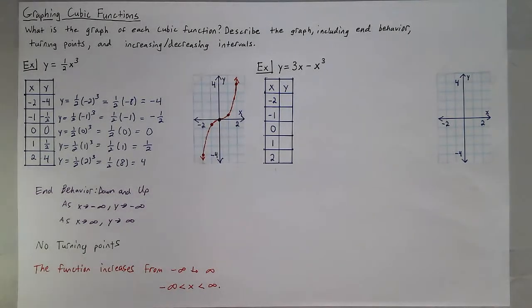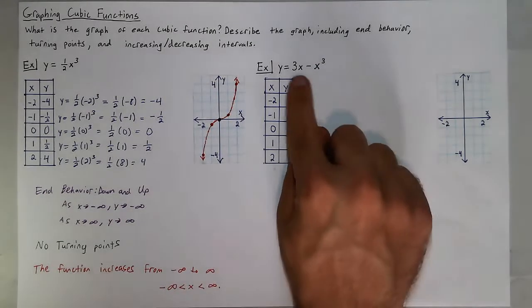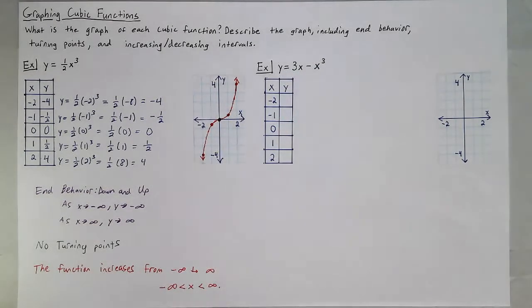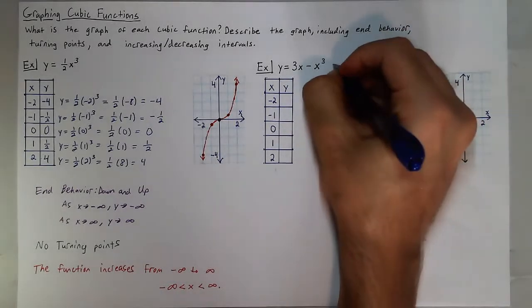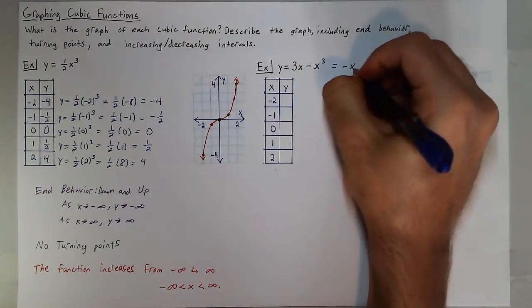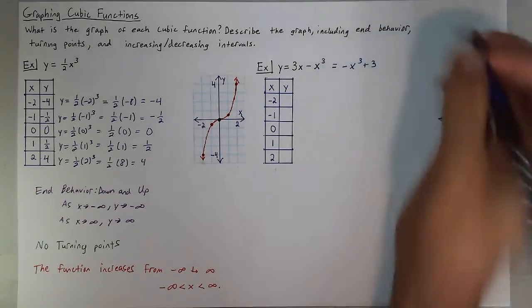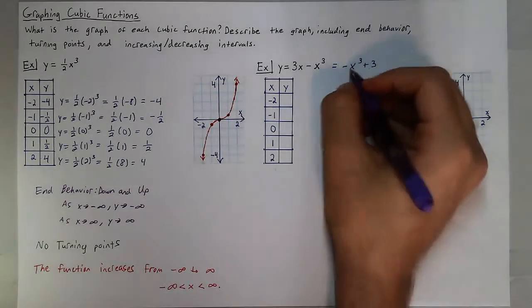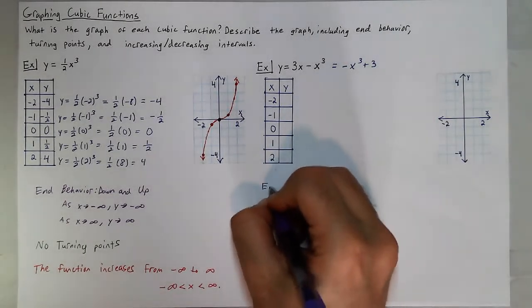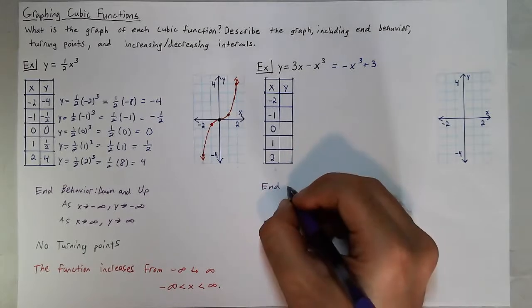Now let's look at another example. So now let's introduce another term with it. So this is my polynomial, 3x minus x cubed. And to start off, I'm going to put that in standard form. So we have negative x cubed plus 3x. So I can actually start off by finding that end behavior and keep that in mind as I graph.